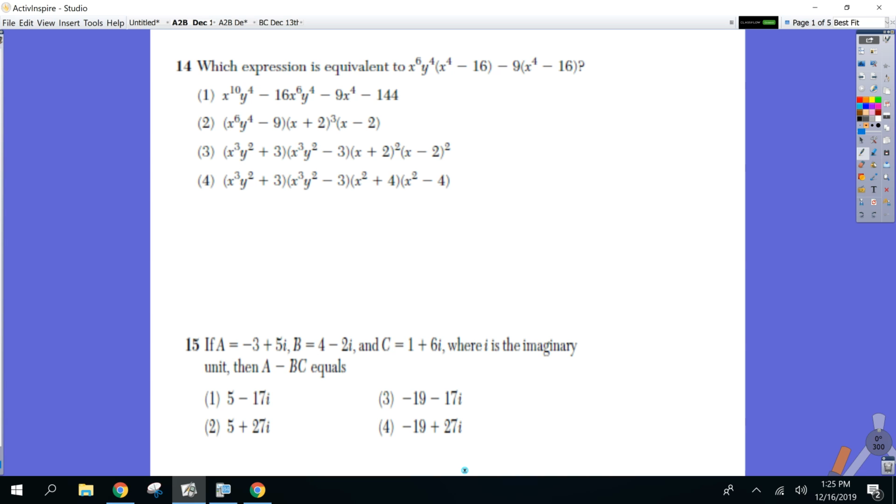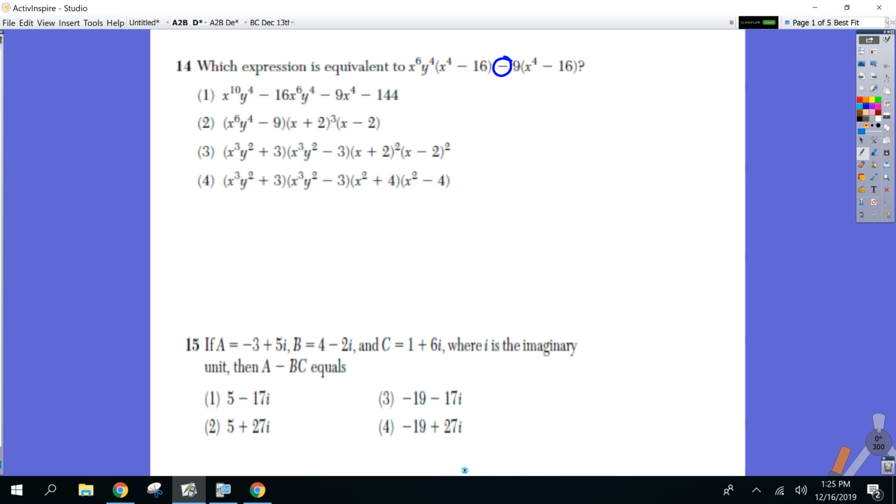I know a lot of you would probably think I'll start distributing and see which one it is, but we're not. This is not a distribution problem. It's actually, believe it or not, a factoring problem. Okay, why is it factoring?